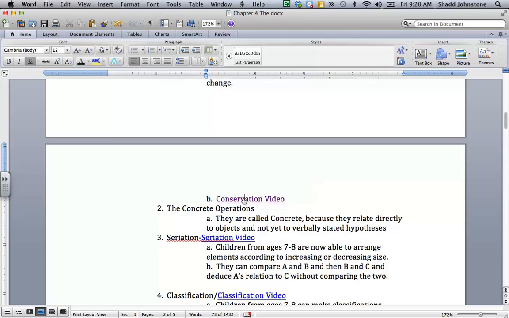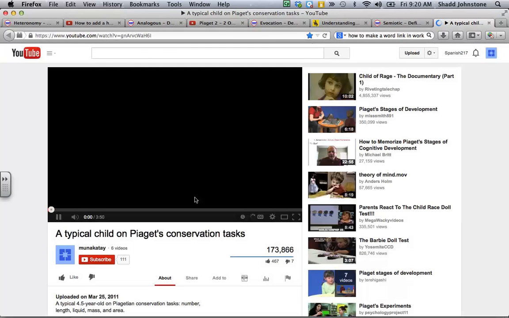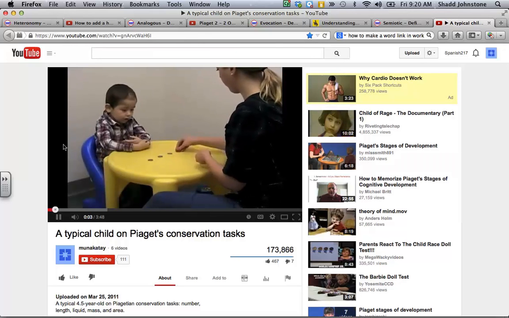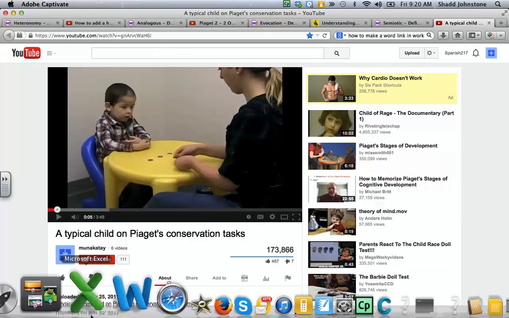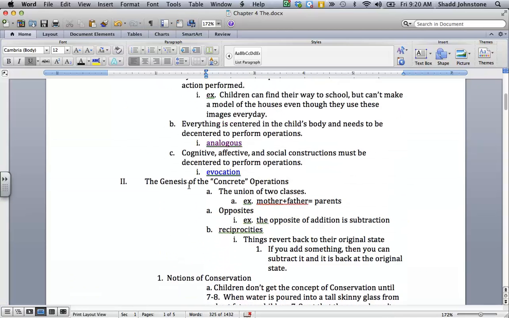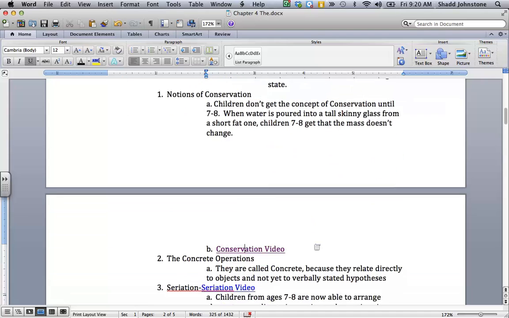For example, here's a conservation video, if it'll load. That shows some conservation tasks that help me understand these concepts, and how this stage of concrete operations works, what the kids did, how the kids reacted to these tests.